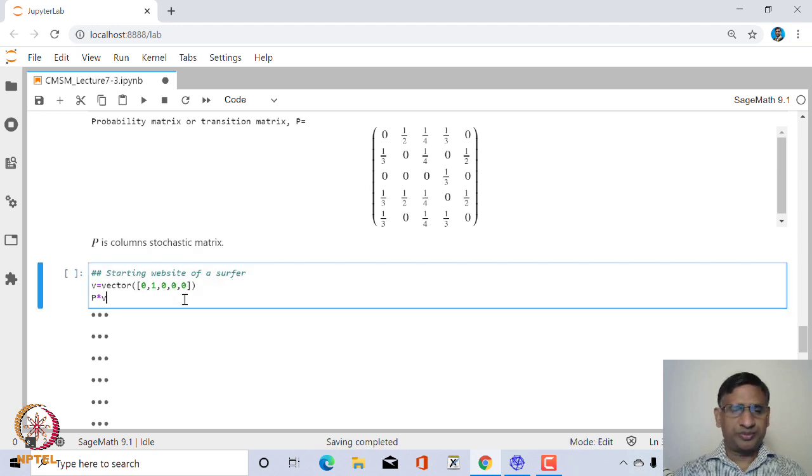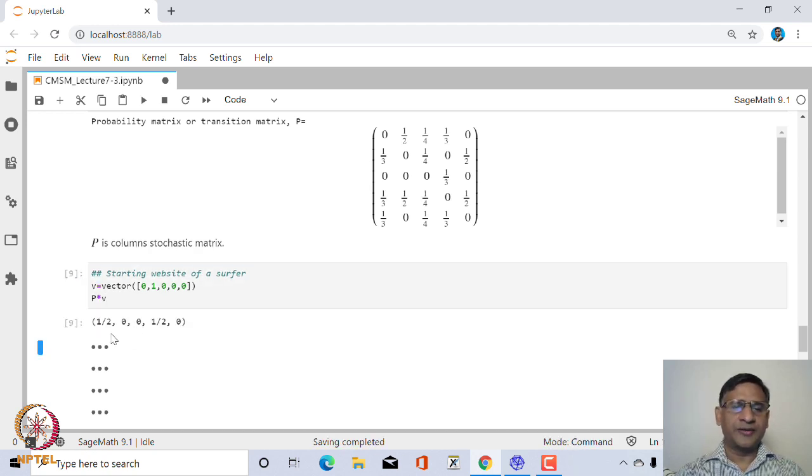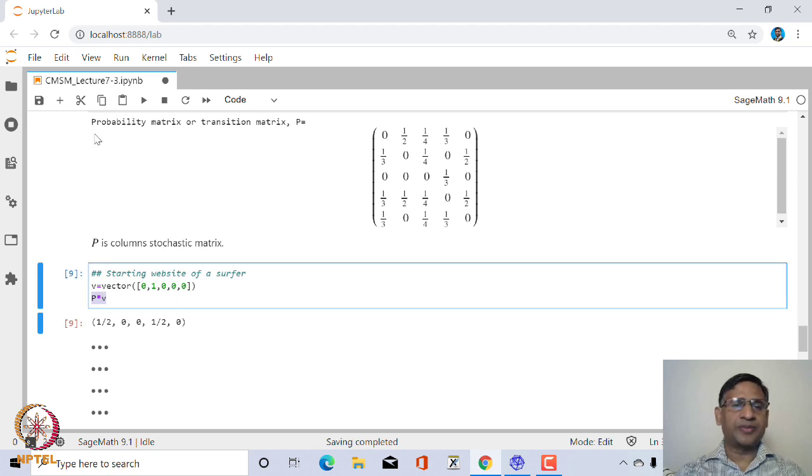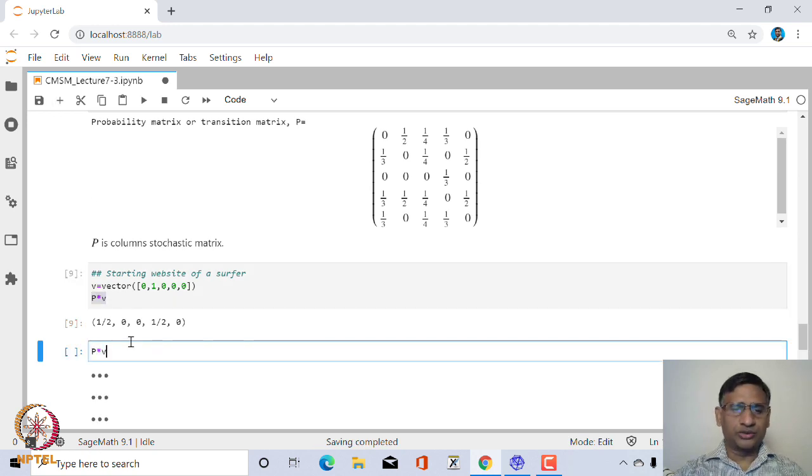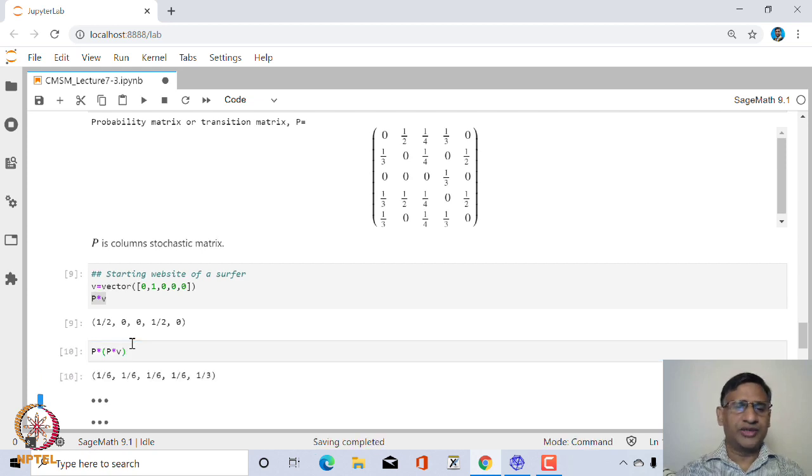So if you say P into V, the probability of being on website 1 is half and on website 4 is half. If I look at what happens after 2 clicks, then I will have to again multiply this by P. So P into this, which is P square V, that will give you probability on website 1 is 1/6, at 2 is 1/6, at 3 is 1/6, at 4 is 1/6, and at 5th is 1/3.